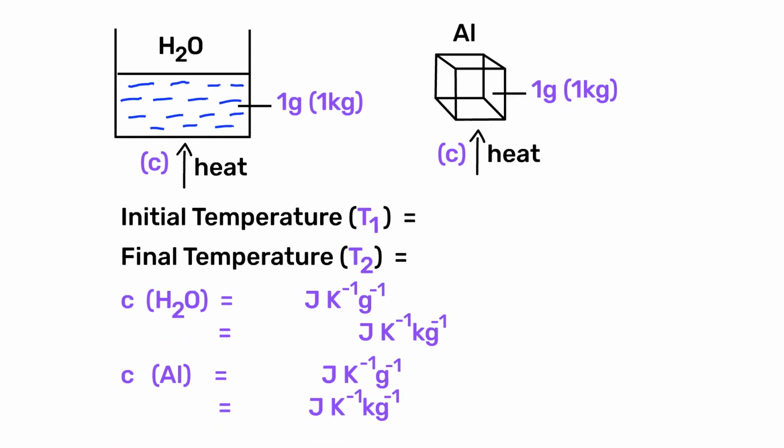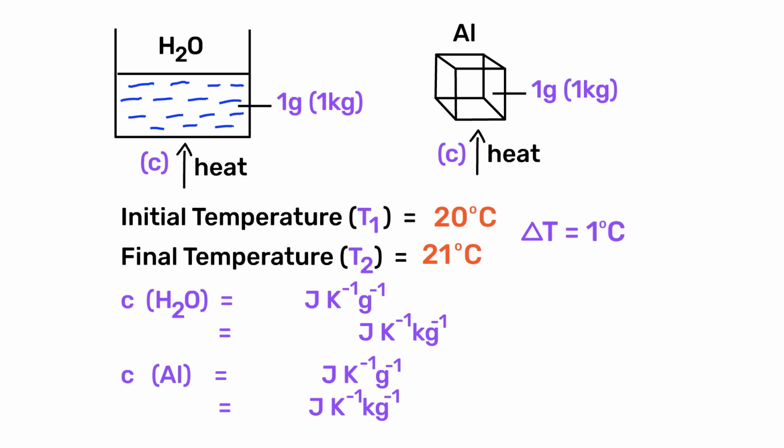So say there is 1 gram or kilogram of water and a piece of aluminum. Initial temperature of both substances is 20 degrees Celsius. The specific heat C is the quantity of heat required to increase the temperature by 1 degree Celsius, that is, to 21 degrees Celsius. So initial temperature is T1, final temperature is T2. Delta T is the difference in the temperature, and in this case it is 1 degree Celsius.